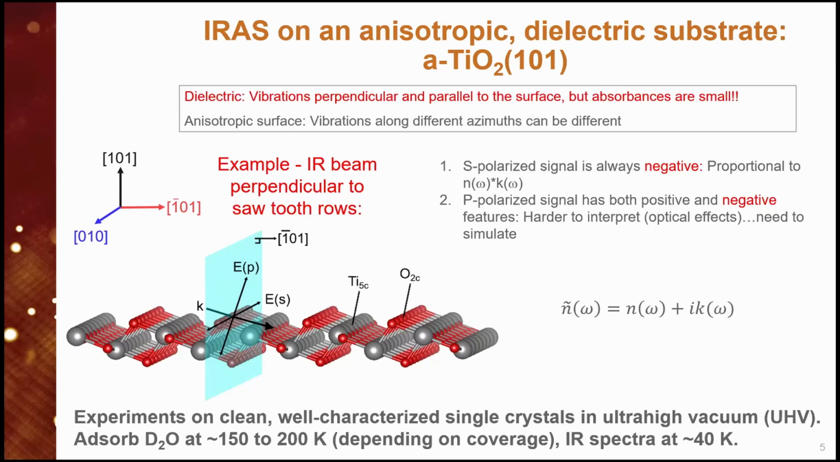We're going to work with D2O because it turns out the spectra are a little cleaner in the D2O region of the IR than they are up in the H2O region. And we're going to adsorb water at the highest temperature we can for the coverage that we want to get, so we give the water a chance to find its equilibrium configuration to the extent possible, and we'll cool it down to 40 Kelvin and do the IR spectra. Okay.